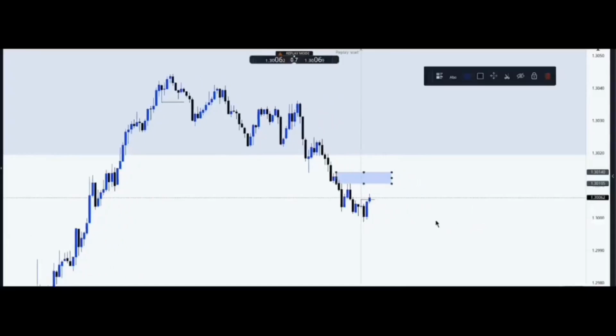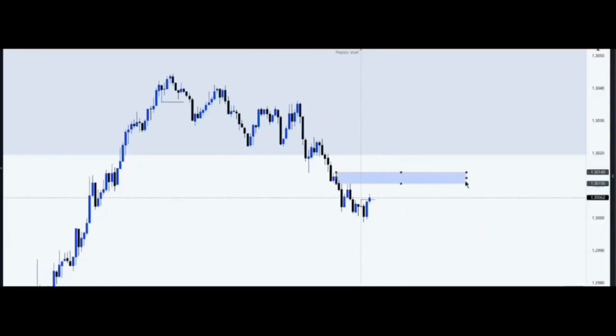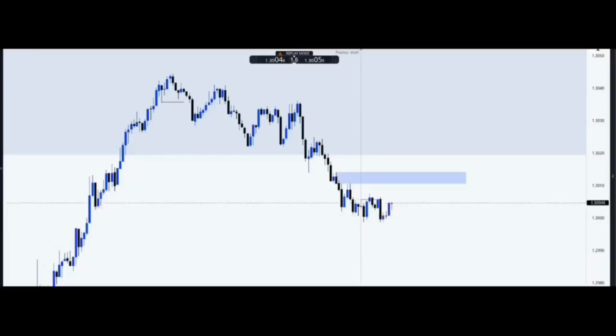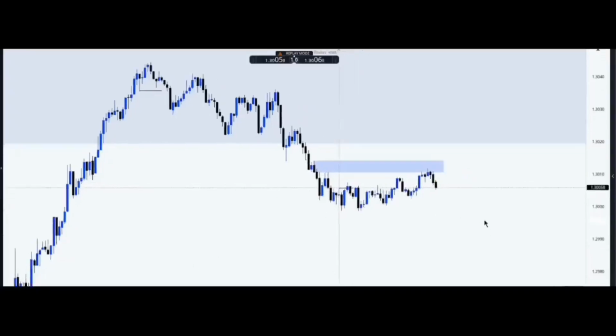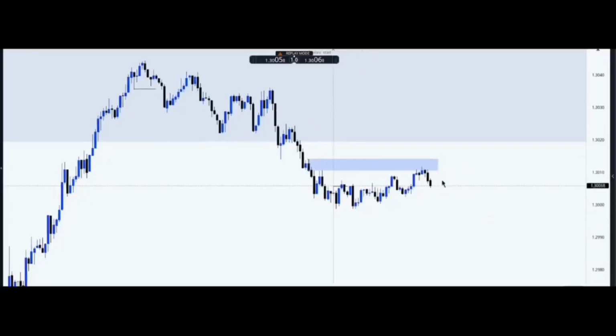All right? So if we stretch it out and wait for price to come and tap into it, then we'll go short from there. Understand? So let's see what happens. Okay, so price has tapped into that area of interest. So we can go short from here.